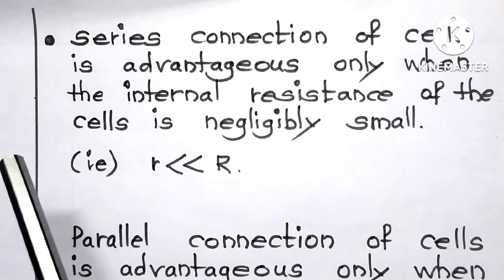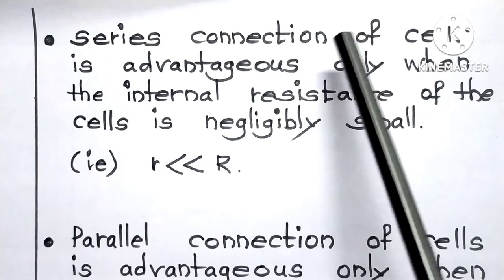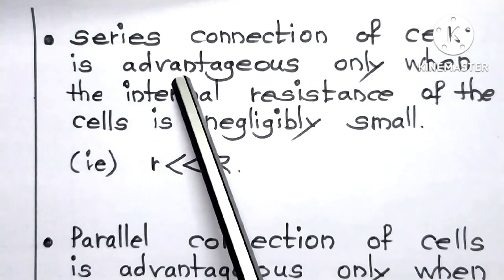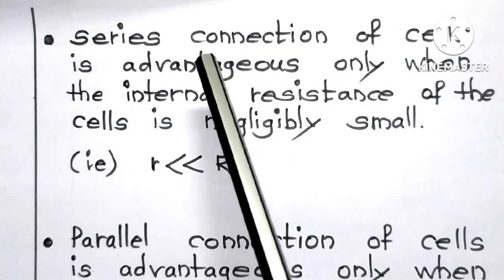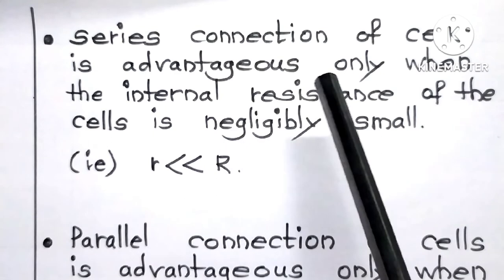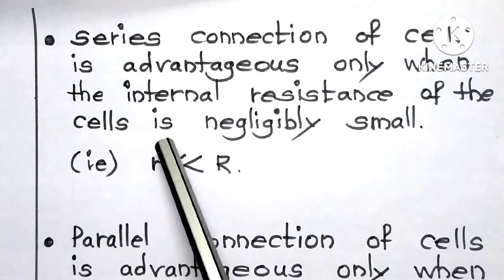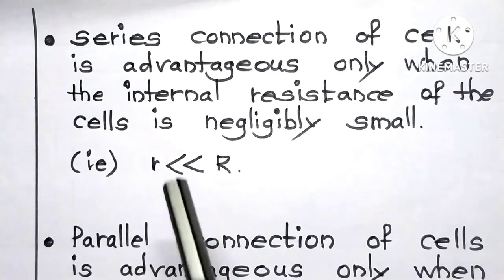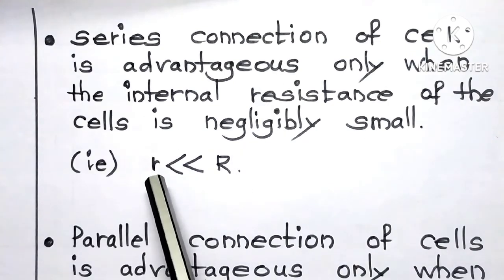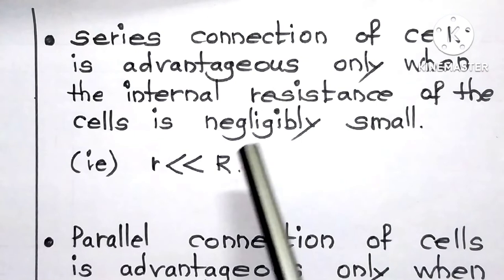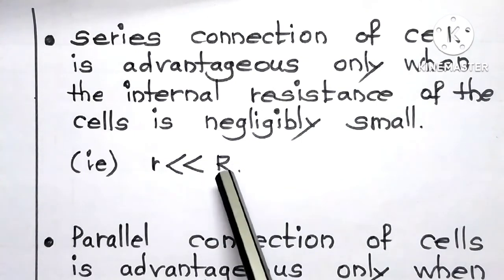Now we are going to sum up the results we have found so far. Series connection of cells is advantageous, that is, beneficial. It gives benefit to us only when the internal resistance of the cells is negligibly small. So in the case of series connection, the internal resistance of the cells must be negligibly small in comparison with the external resistance capital R.